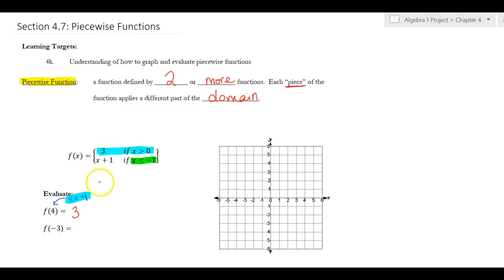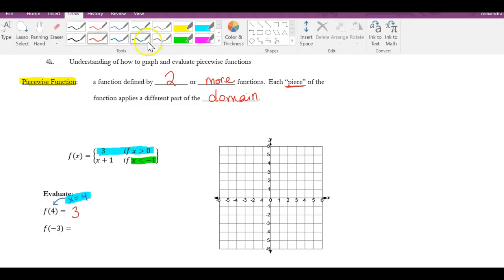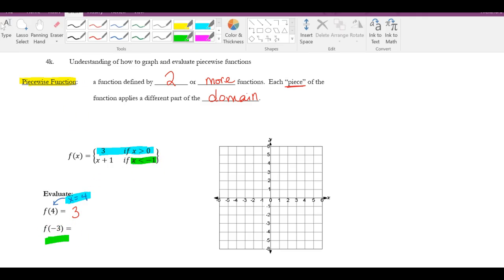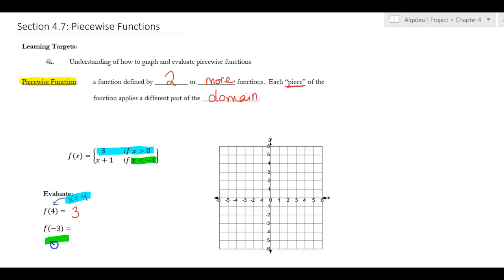Alright, this next one was -3, and if you notice, that's here. So I'm going to have to do when x is -3, and I'm going to plug it in here. So it'll be -3 plus 1. -3 plus 1 is -2. So that's how you evaluate. You evaluate by determining which of the functions you have to look at and then use that equation.